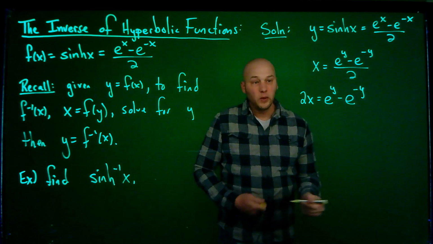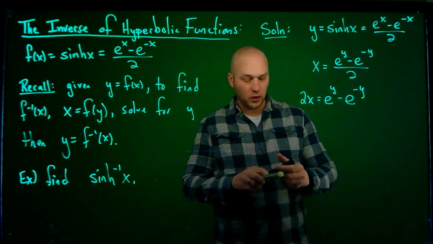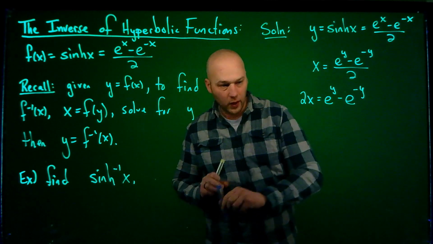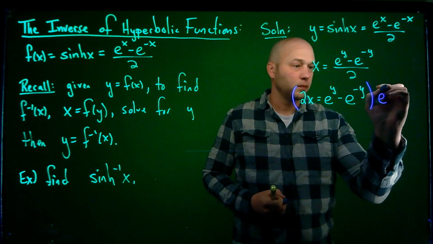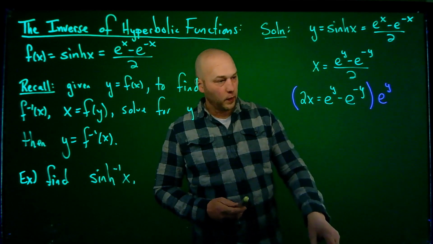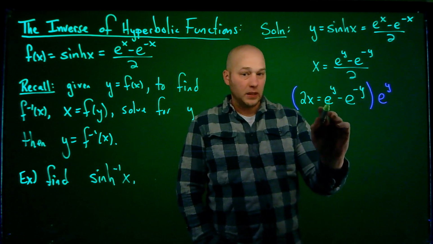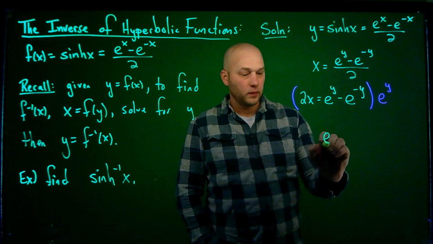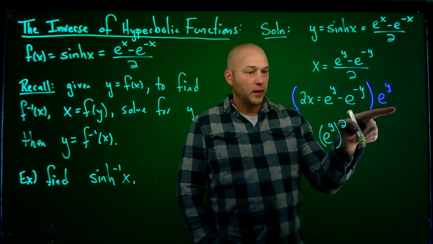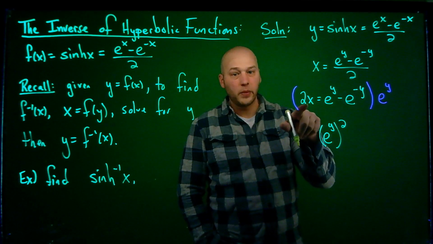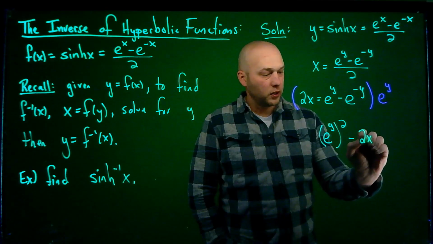So what I'm going to do is do something completely different. I'm going to multiply both sides of this equation by e to the y. Multiply both sides of the equation by that, and then we will put everything on the same side. E to the y times e to the y would be e to the y squared. E to the y times 2x would just be 2x e to the y, but then I'll subtract that over, giving me negative 2x e to the y.